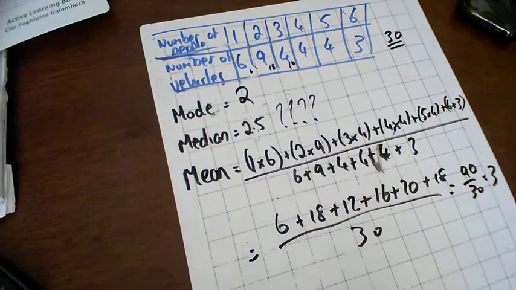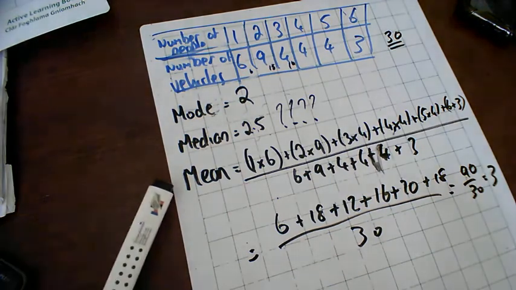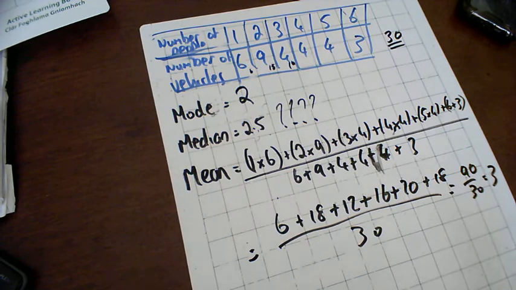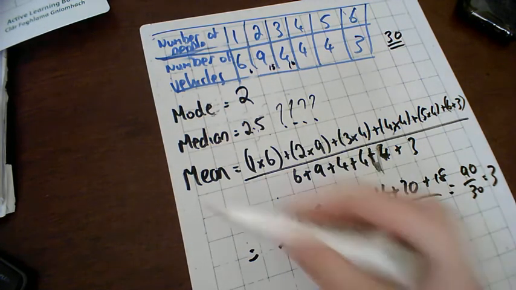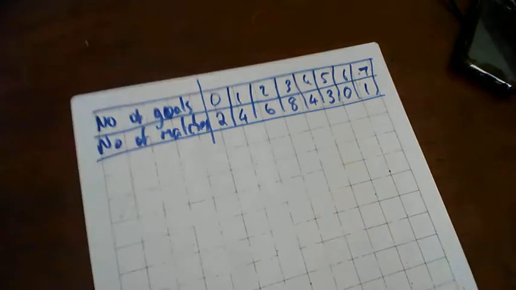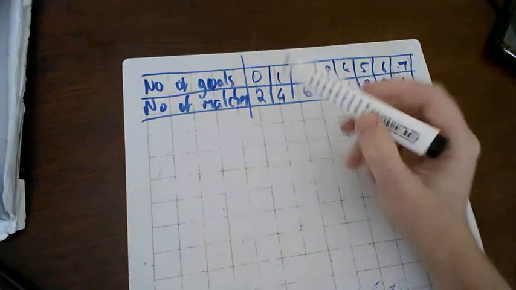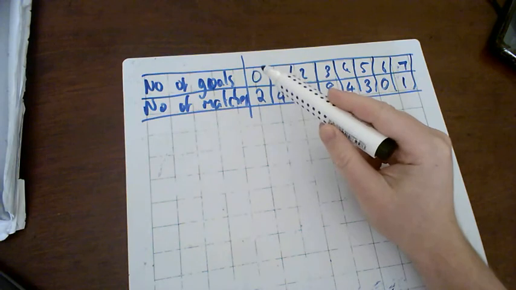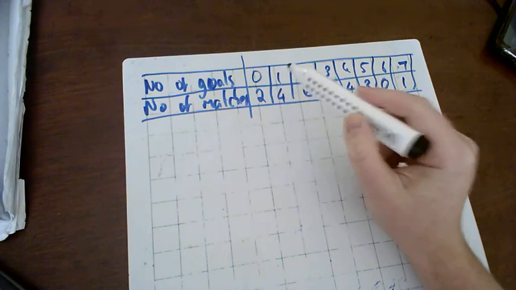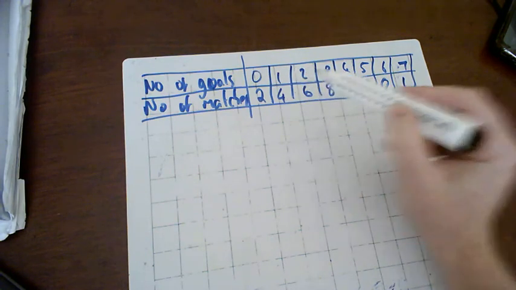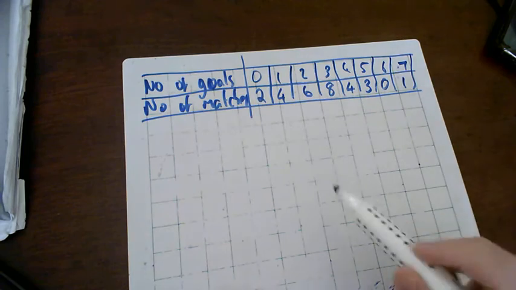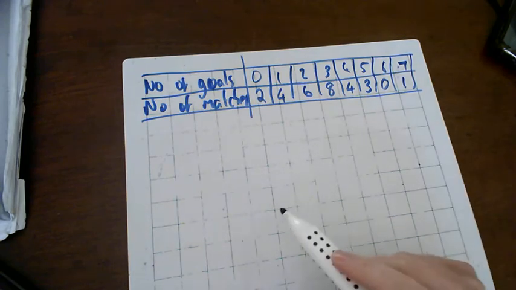Alright, next example. So there's the mode, the median, and the mean. This is the important one. Next one. We want to look at football matches. There was a load of football matches, and we recorded the goals in each football match. So, in 2 matches, there was no goals. In 4 matches, there was 1 goal. In 6 matches, there was 2 goals, etc. All the way up to 7. There was no goals more than 7 in this particular round of games.